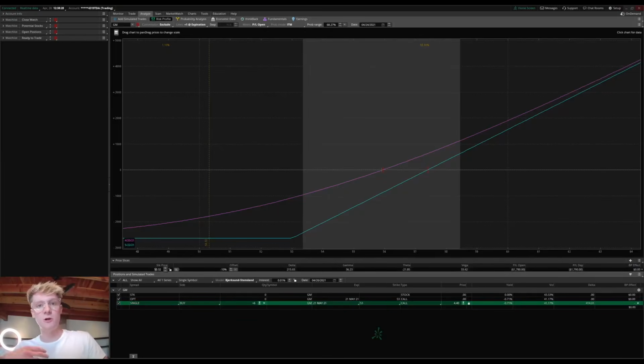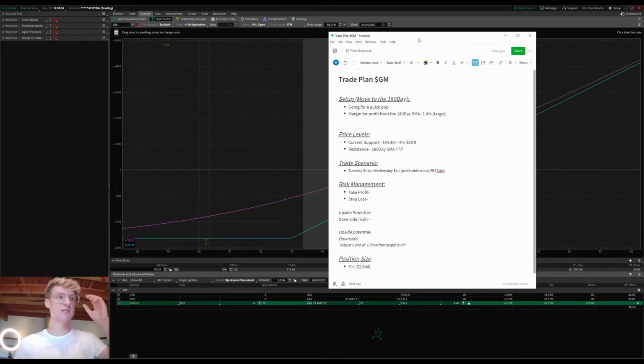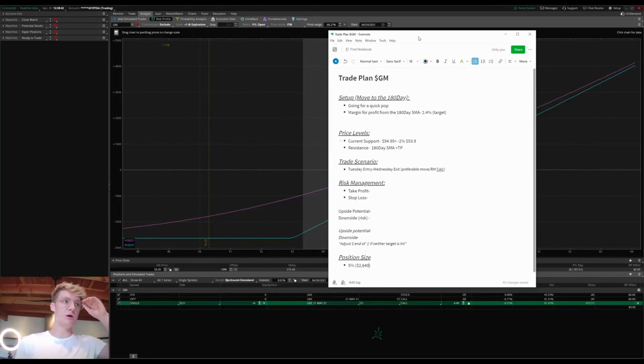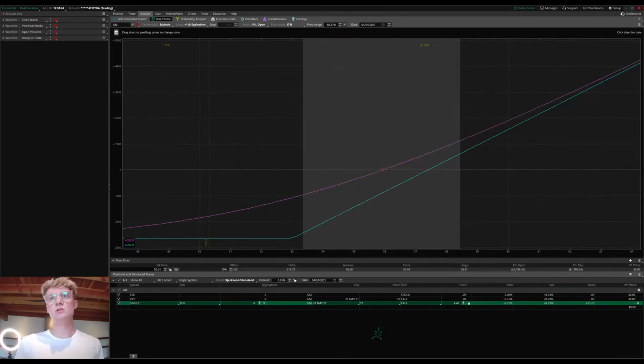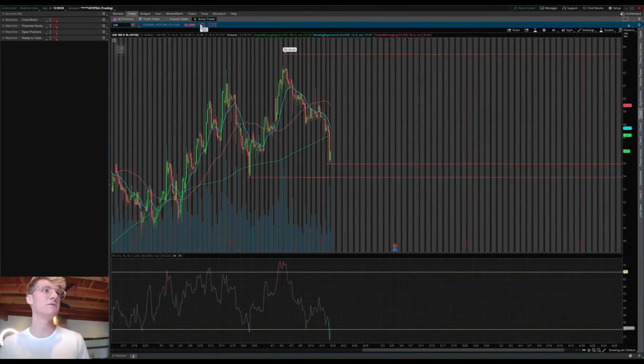Now, this is where the calculations come in. This is where we're going to figure out our risk management, where we're going to put our stops, and our upside and downside potential. Just a quick side note: the more you do this, the better you're going to become at this process, and you can adjust it. This is just what works for me. I like keeping things organized and having a very straightforward and easy to understand plan. Okay, back to active trader.